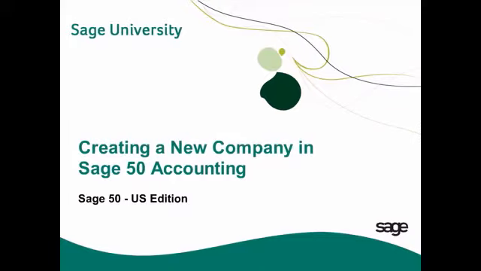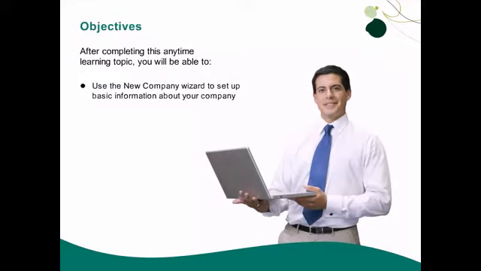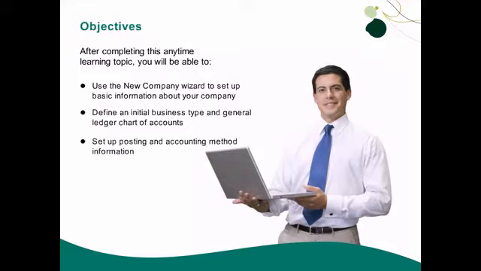In this topic, you will learn how to set up a new company database using Sage 50 Accounting's New Company Setup Wizard. After completing this Anytime Learning topic, you will be able to use the New Company Setup Wizard to set up basic information about your company. You will also learn how to define an initial business type and general ledger chart of accounts, set up posting and accounting method information, and also set up beginning fiscal year and accounting period information.